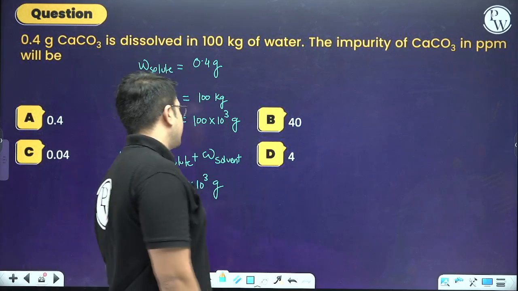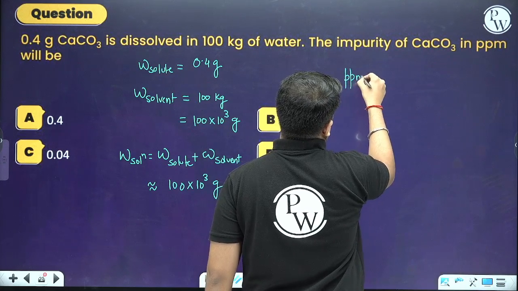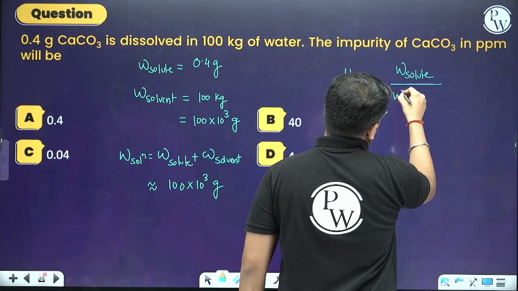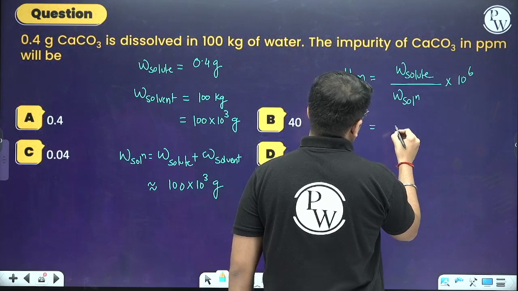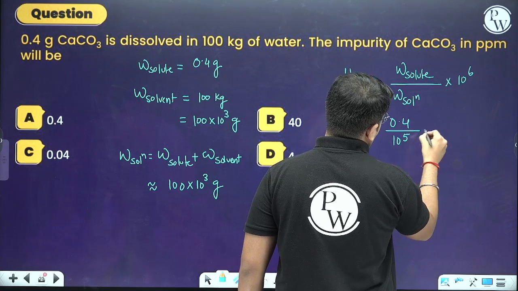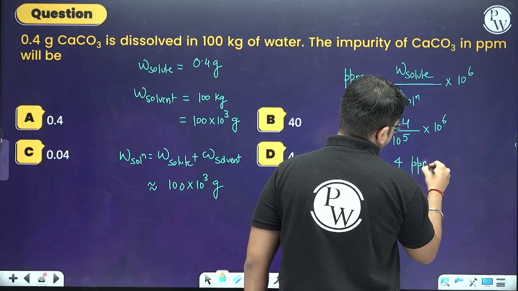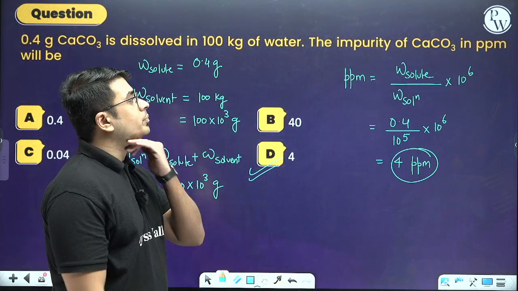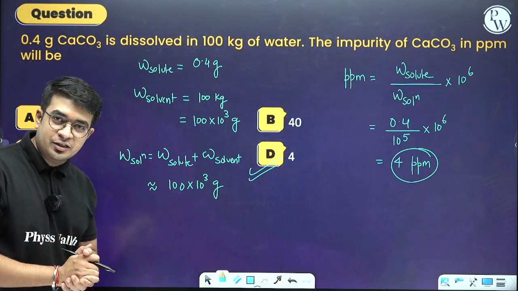Now in this particular case, you know the amount of solute and the amount of solution. So ppm will be W of solute divided by W of solution multiplied by 10 raised to the power 6. We have 0.4 divided by 10 raised to the power 5 multiplied by 10 raised to the power 6. So that will be 4 ppm. Do we have any answer for ppm? Yes, option number D, we have 4 ppm. I hope this part is clear. Very simple application related to ppm.